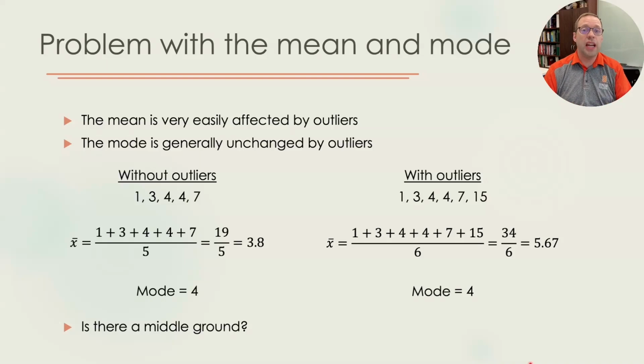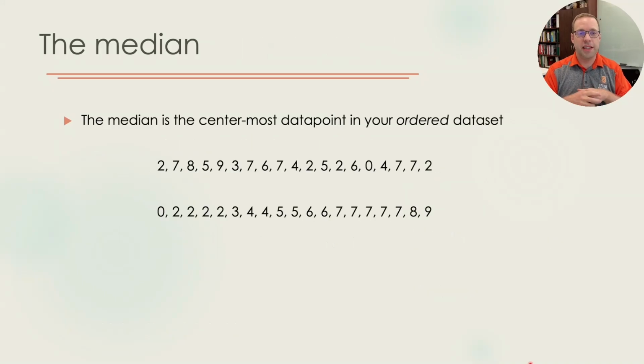So it shifted the mean a lot. But the mode is still 4. That's unchanged. So you have the mean, which reacts violently, essentially, to outliers, and the mode, which doesn't even care. It isn't even fazed by an outlier. Is there some sort of a middle ground, where the measure is influenced by outliers, but not violently like the mean is? Yes, and that is the median.